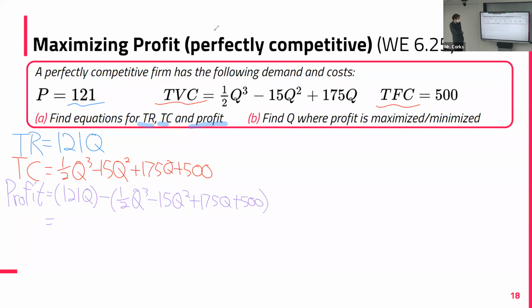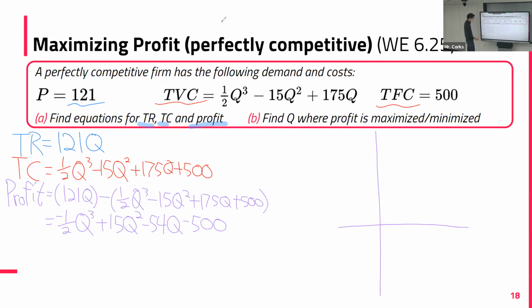Okay, so I want to order this in terms of the largest exponents first, just to keep this organized. So what are my terms going to be here? Biggest exponent first. 396Q. Okay, so the negative 1/2 Q cubed, that's first, plus 15Q squared, minus 54Q, minus 500.